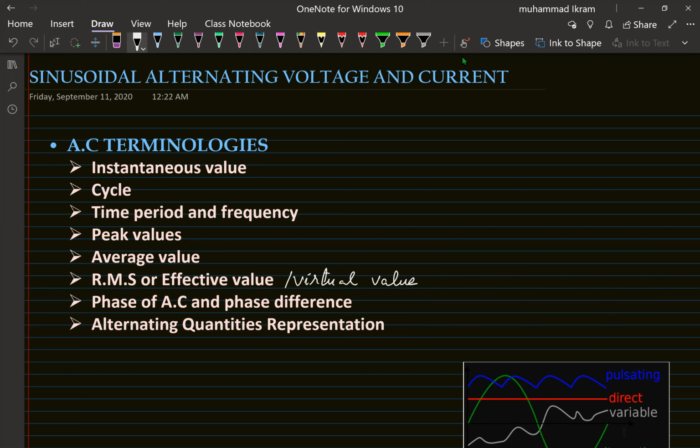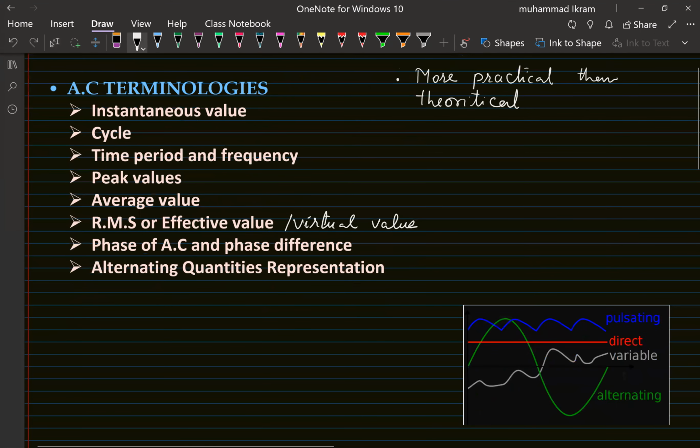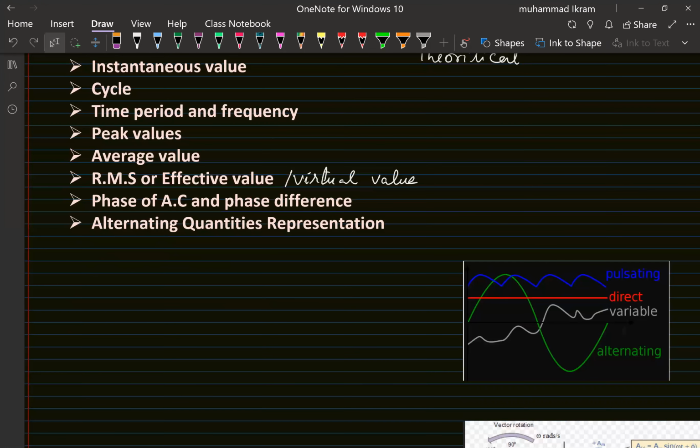First of all, I would like to tell you that this is more practical than theoretical. Here we are interested in the use of the AC current rather than in the production of the AC current, right? So let us start with our topic. The first topic here is the instantaneous values.